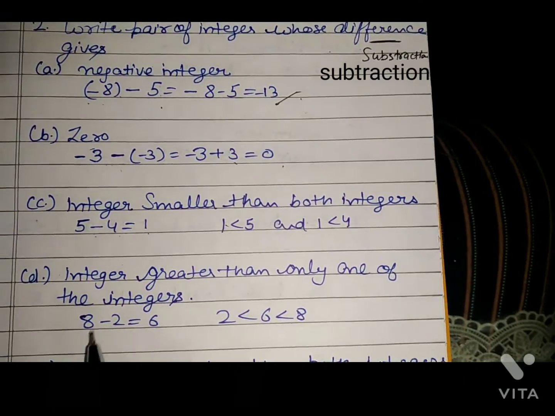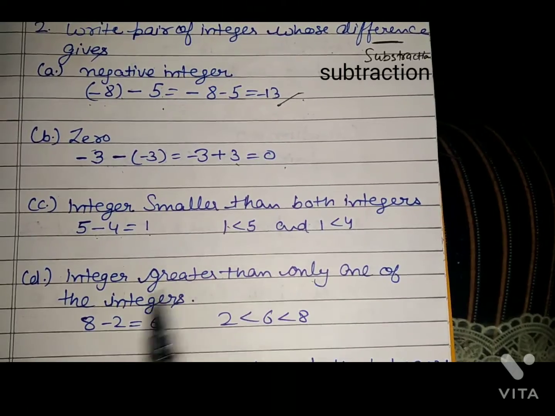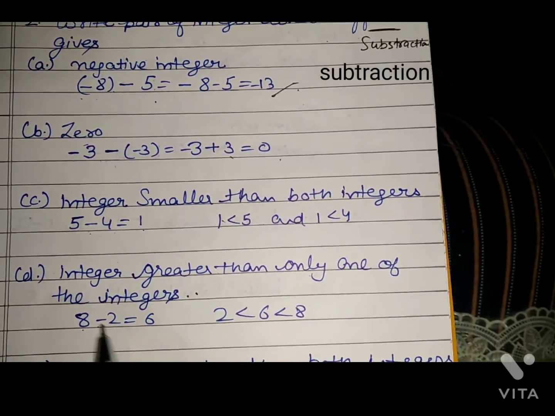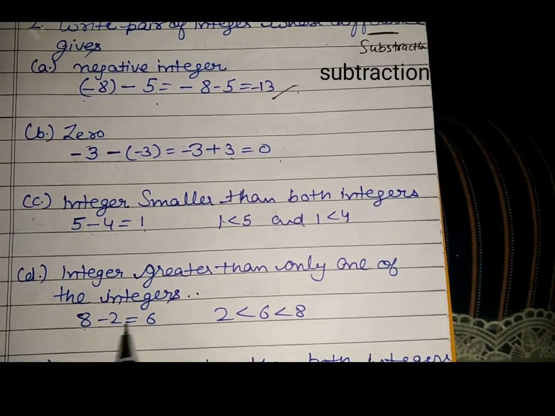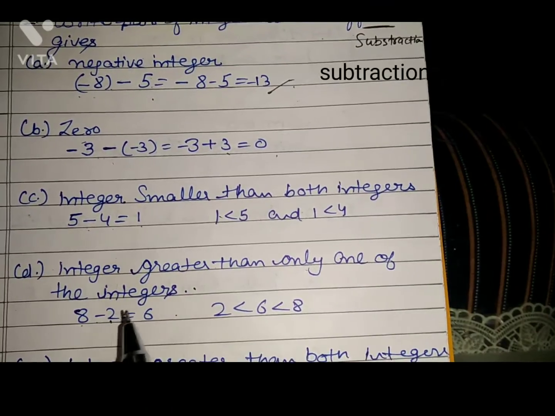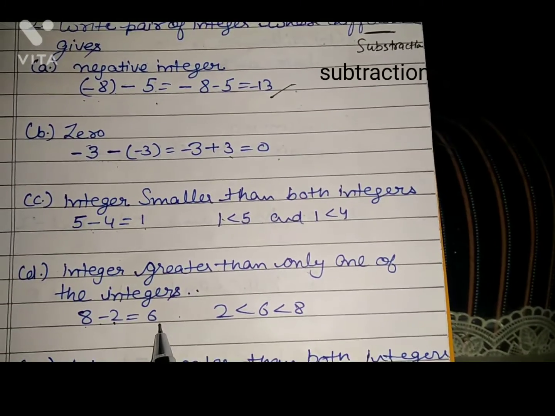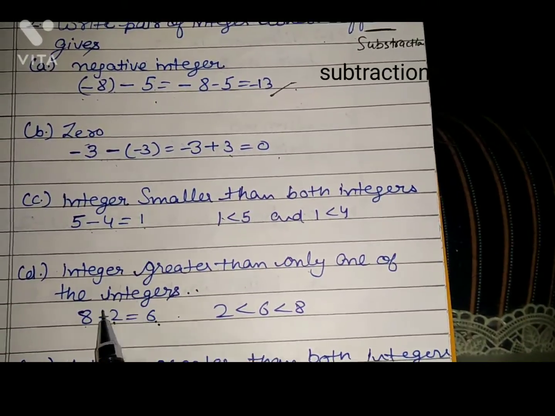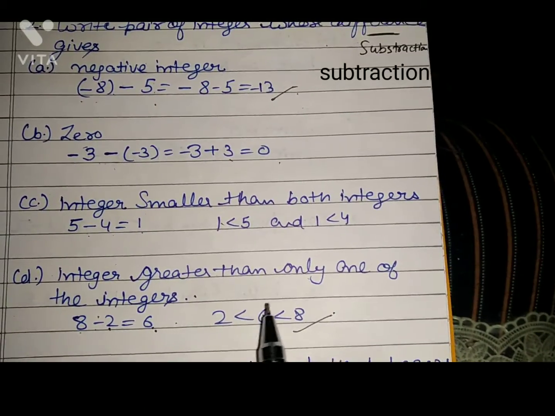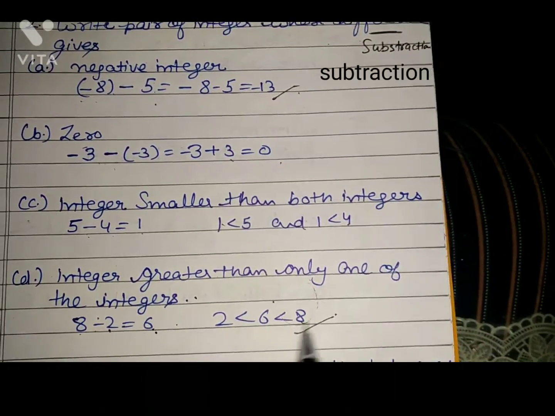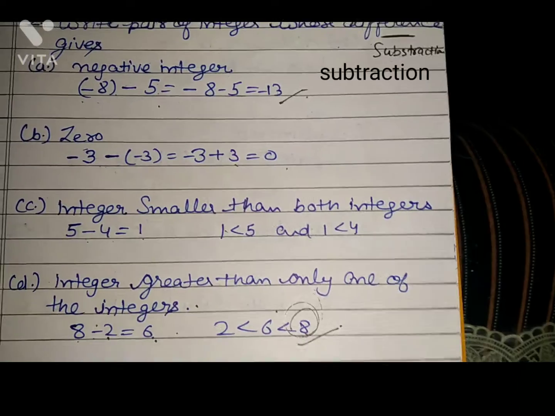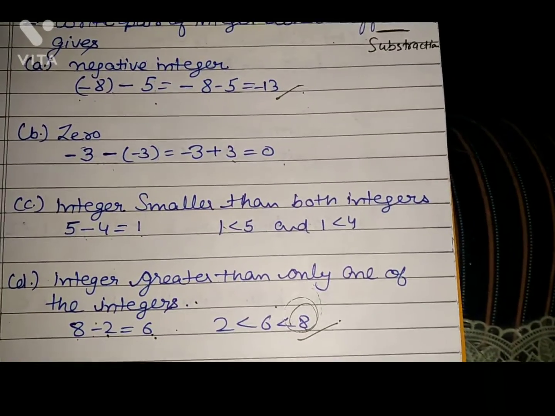Next part is an integer greater than only one of the integers. Here I consider 8 and 2. So 8 minus 2 is 6. So here 2 is less than 6 and 6 is less than 8. So here the integer is greater than only one of the integers. Do the other parts of this question as your homework.